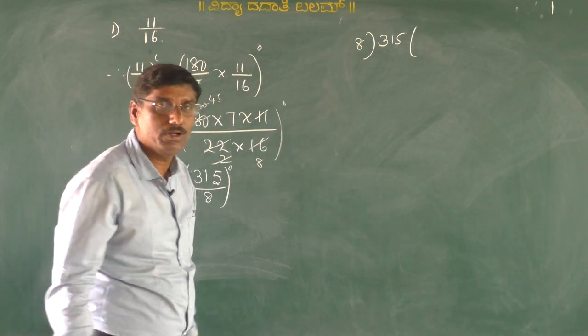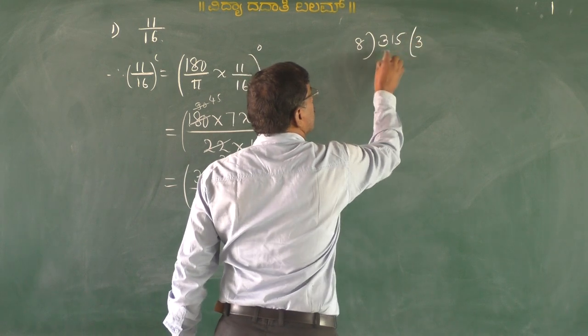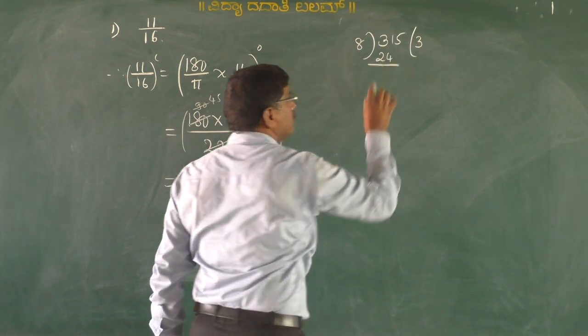8 × 1 = 8, 8 × 2 = 16, 8 × 3 = 24, 8 × 4 = 32, which is not possible. That means 8 × 3 = 24.